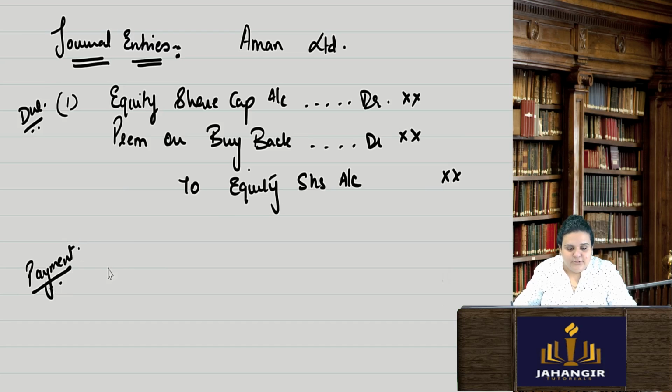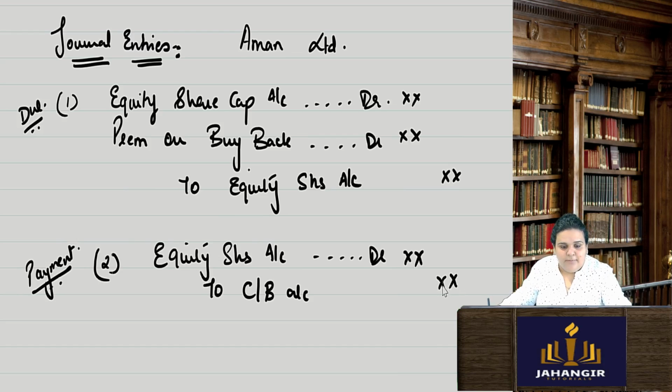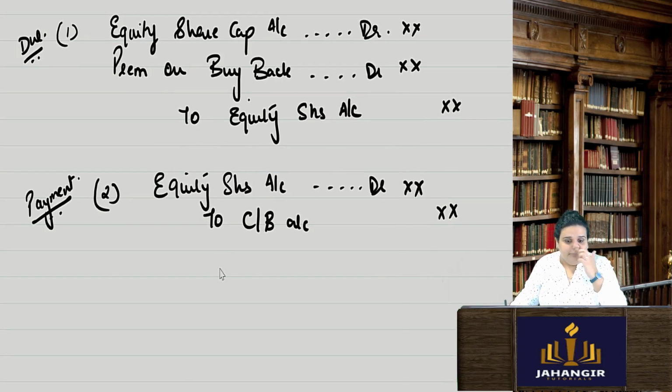I have to pay cash. So it will be equity shareholders account debit to cash, means to cash or bank. Payment is done. Now in case I am doing my buyback with the help of a reserve.